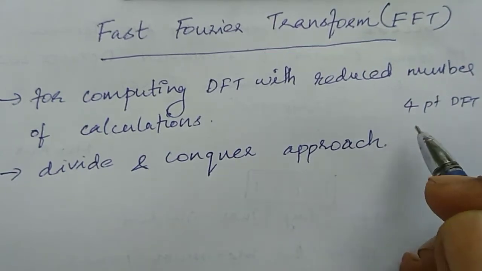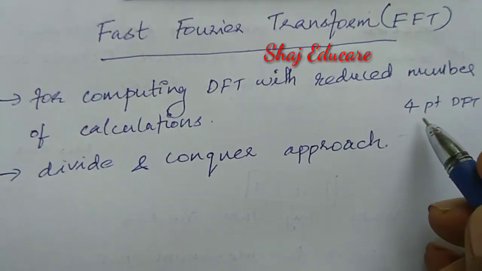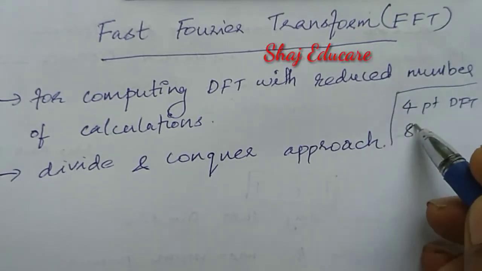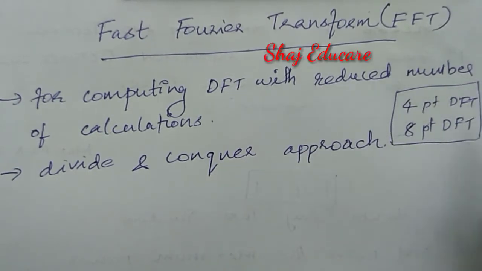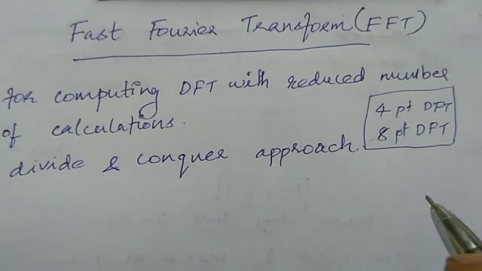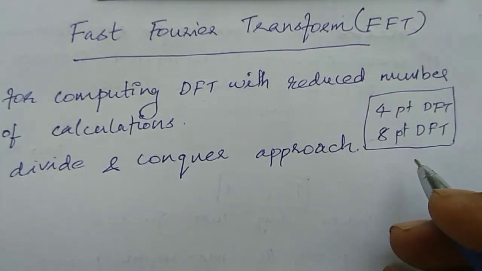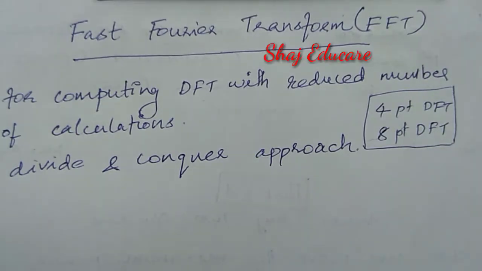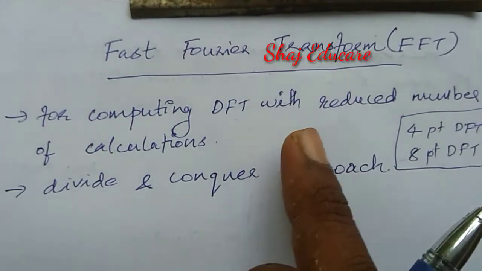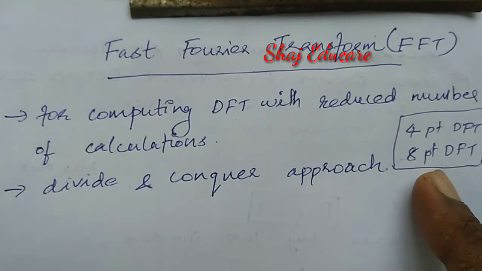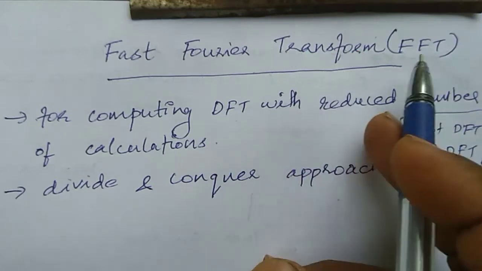But as the number of points increases, say if we are going to find an 8-point DFT, then the number of calculation steps will increase. Again, if we have to find the 16-point DFT, the number of calculations will keep on increasing. So it will be more difficult for us to solve the questions by using the ordinary DFT method. For that purpose, we are using fast Fourier transform.